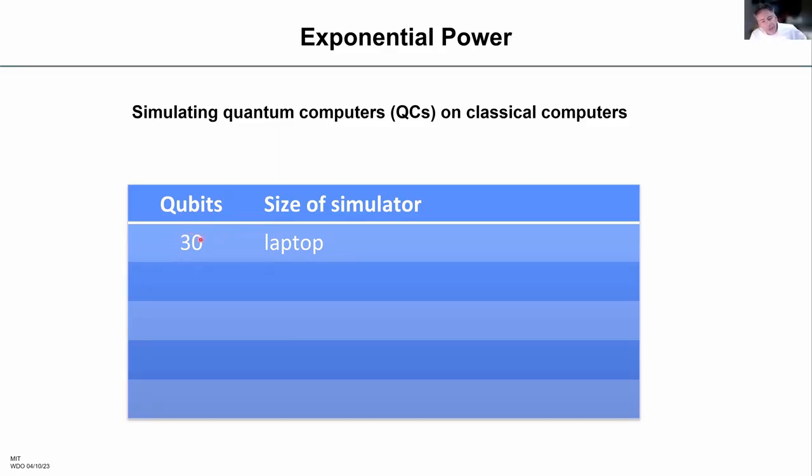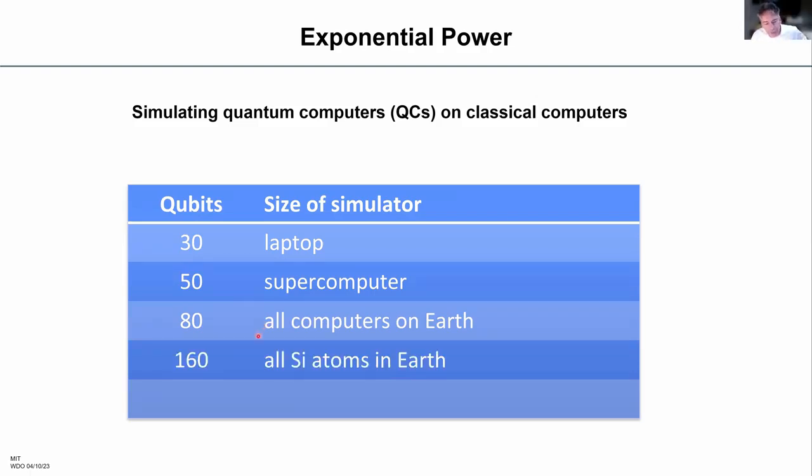Now, if I'm simulating 30 qubits, I can do that on a laptop. I probably have enough memory on a powerful laptop to do that. If I increase that only by 20 more qubits, now I'm at 50. Now I need the memory of a supercomputer, maybe one of the top 10 supercomputers in the world. If I go to 80 qubits, now I basically need somehow all of the computers on the planet Earth network together and leverage all of their memory.